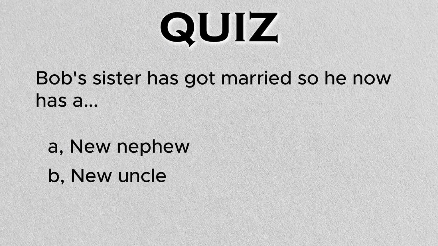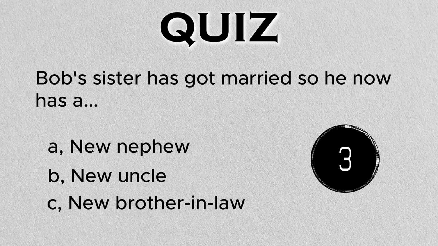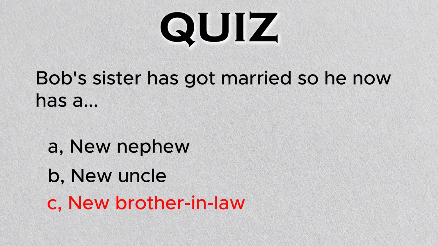Bob's sister has got married, so he now has a A, new nephew, B, new uncle, or C, new brother-in-law? And the answer is C.